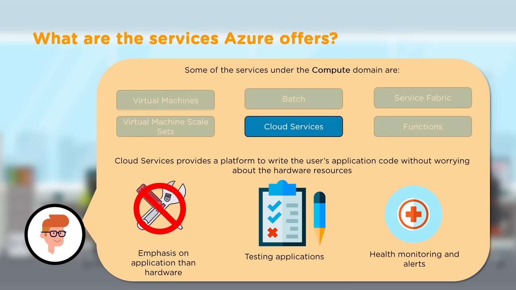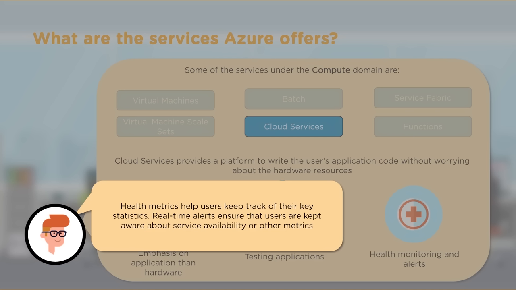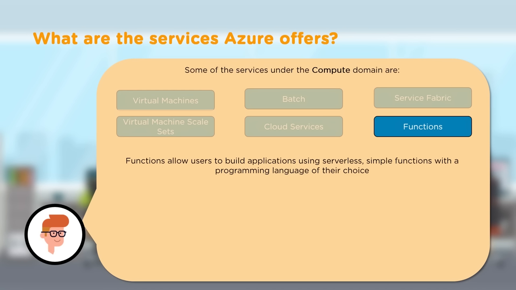And not only that, it gives us health monitoring alerts. It helps us to monitor the health and availability of our application. There is a dashboard we can benefit from when we use Azure Cloud Services, and that shows the key statistics all in one place. We can also set up real-time alerts to warn us when a service availability or certain metrics that we are concerned about degrade.